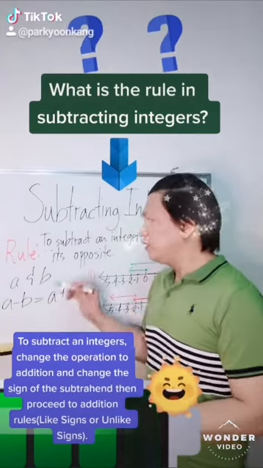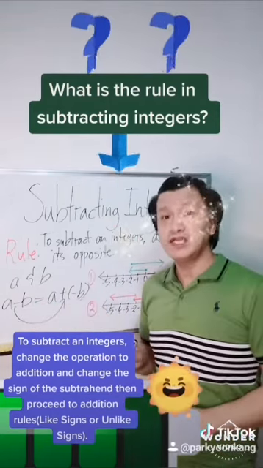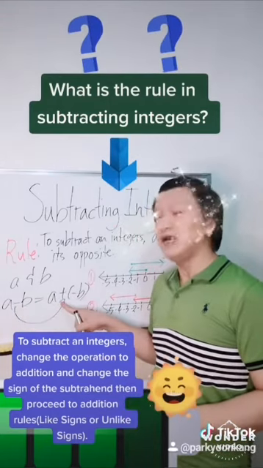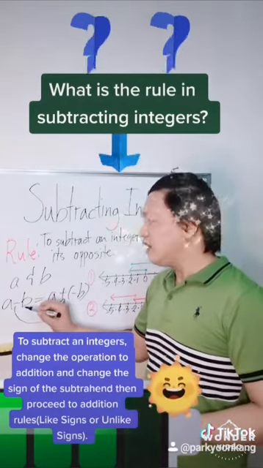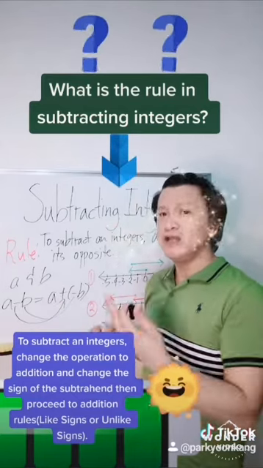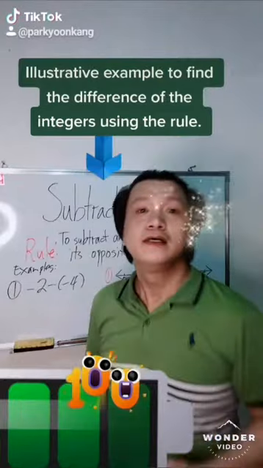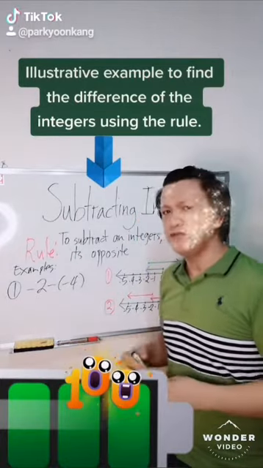Yung subtrahend ay ito ang binabawas doon sa minuend. And therefore, the rule is simply you're going to change the sign of the operation from subtraction to addition, because this is the reverse process, and the sign of the subtrahend will be changed. So, ganun lang ang rule ng subtract. Now, let's have example number 1. We have negative 2 minus negative 4.